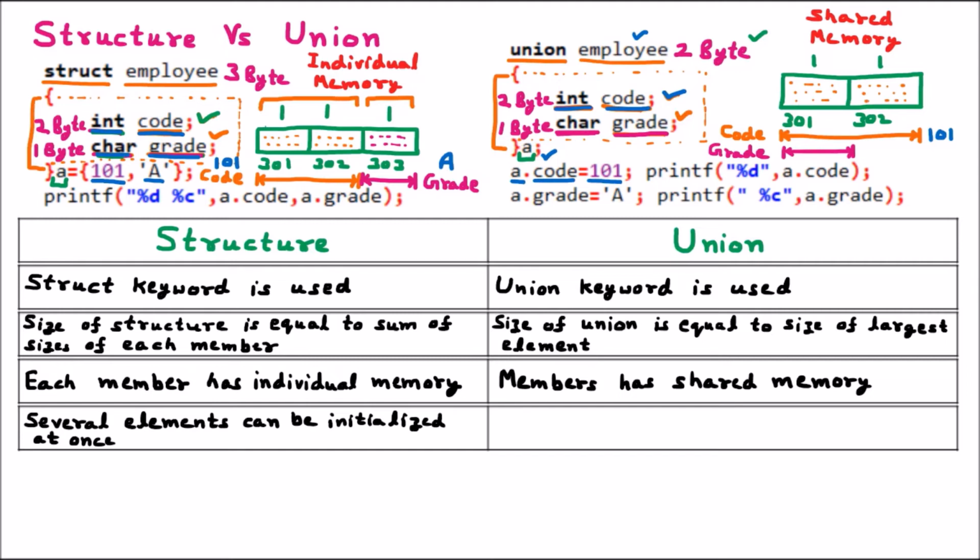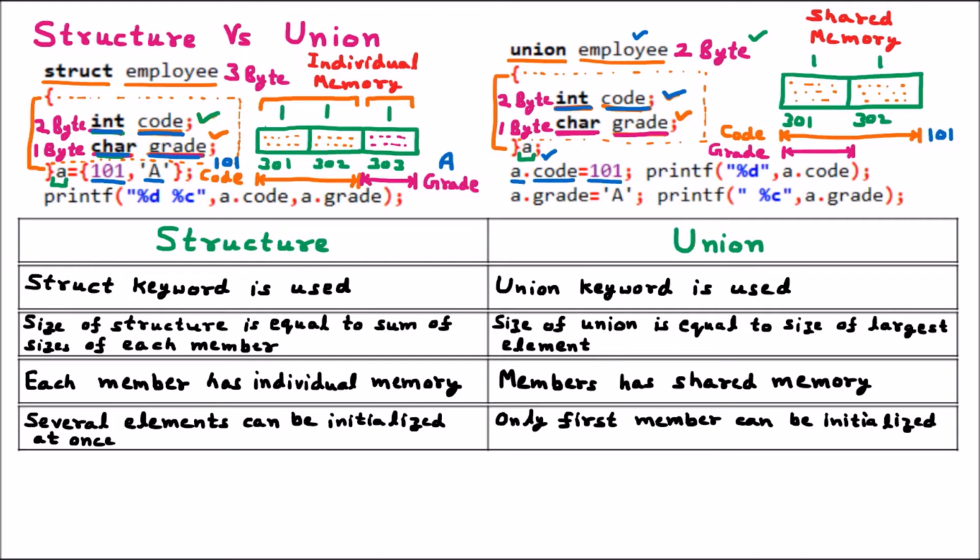So in the union, only the first member can be initialized. In the union, we cannot initialize multiple members. The reason is the shared memory. Only one member can take memory at a time. So we have to initialize one by one. The first member can be initialized first, then afterwards the second, and so on. One by one we have to initialize. So in the starting, only the first member can be initialized.